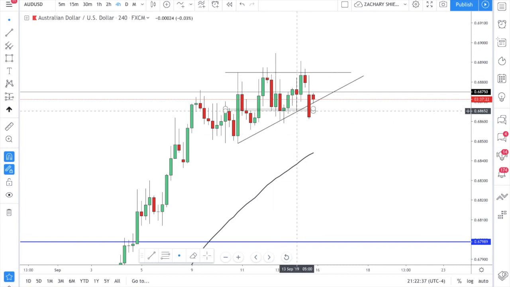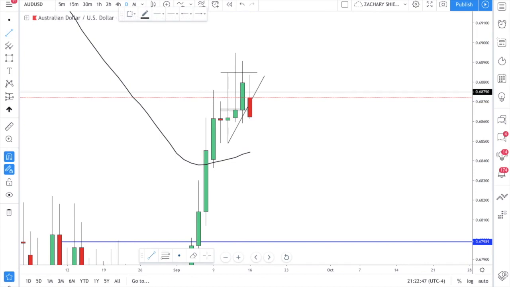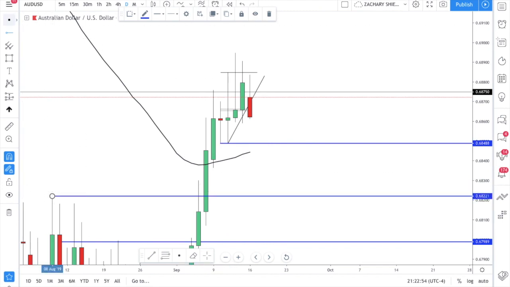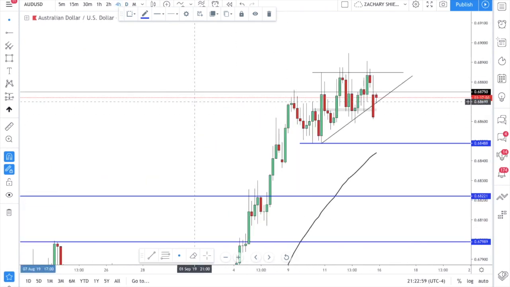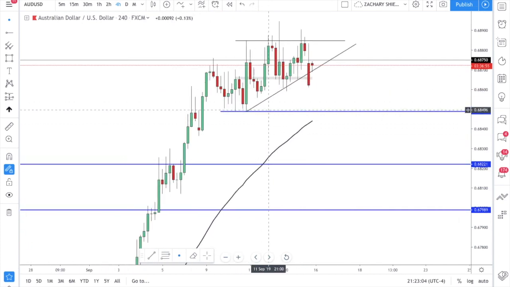But this gray region here that I have at around 0.6865, if we can get an H4 close below 0.6865, AUD USD will go lower, in my opinion. I would definitely short and put my take profit at around 0.6820. And once we make it down to around 0.685, I would break even my trade and take about 25% of my profits off the table at that point.